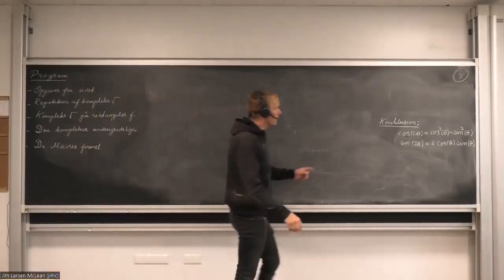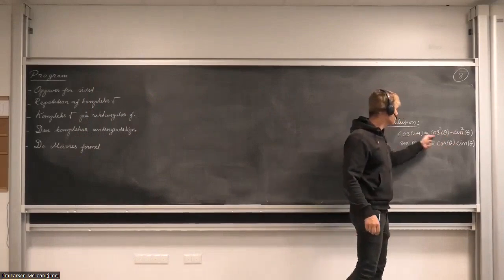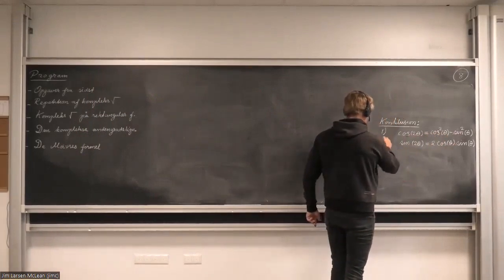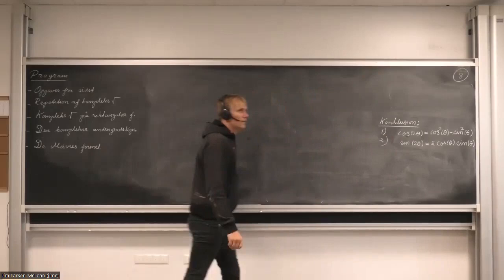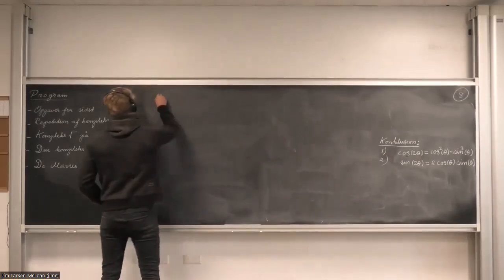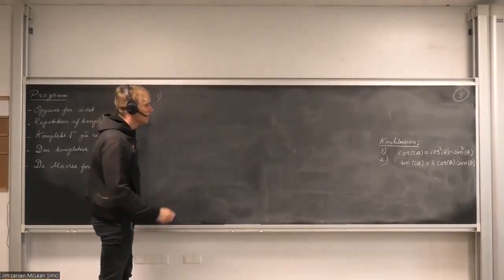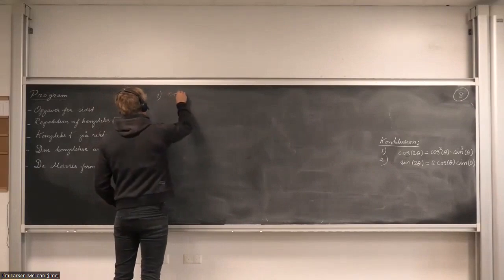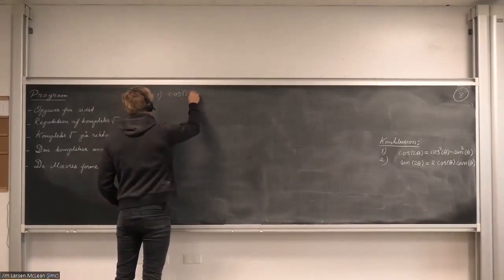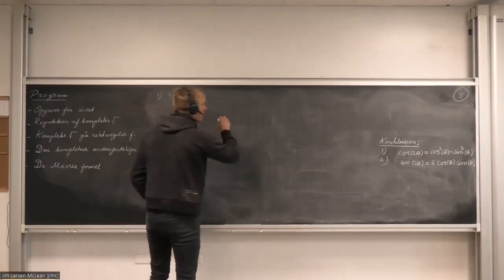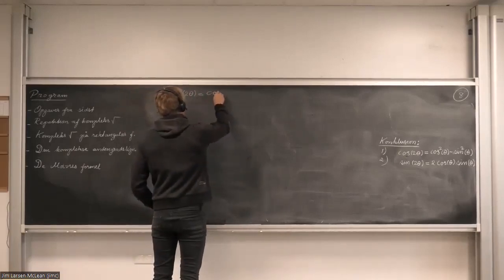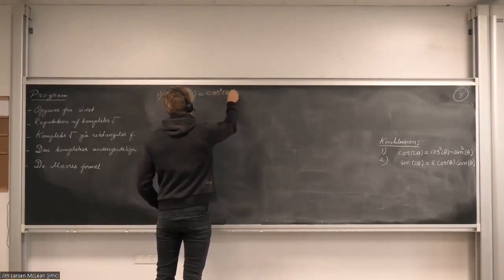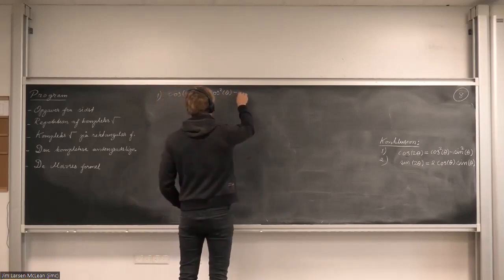Let's take a closer look at these formulas here. Let's say we call this one number 1 and that one number 2. So formula 1, let's show where one could apply it. It states that the cosine of the double angle 2 theta is the same as cosine squared of theta minus sine squared of theta.